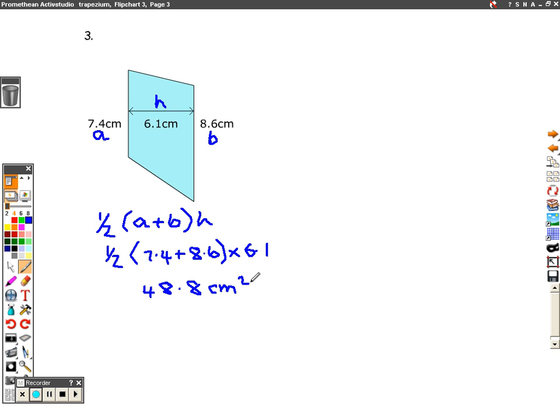Remember, always look out for your unit. If the unit isn't given, even if you can't remember how to work that out, put the correct unit of measure in.